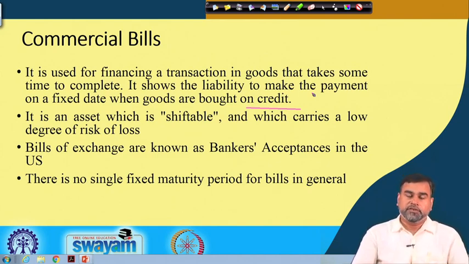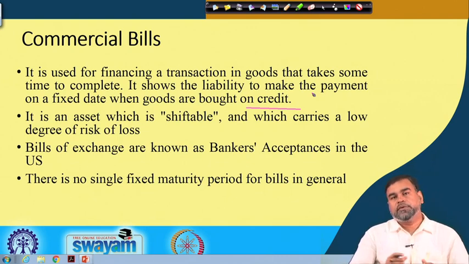The other name for bills of exchange is bankers acceptances in the US market. In the Indian context, we call it commercial bills, but if you have heard the name bankers acceptances, it is a popular term used in the US market. And there is no single fixed maturity period for bills in general. What should be the maximum period within which the money should be paid or the bill will expire? There is no single maturity; it varies from one individual or company to another, depending upon their requirement.